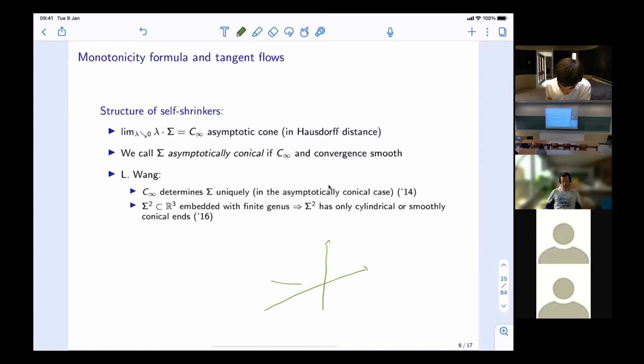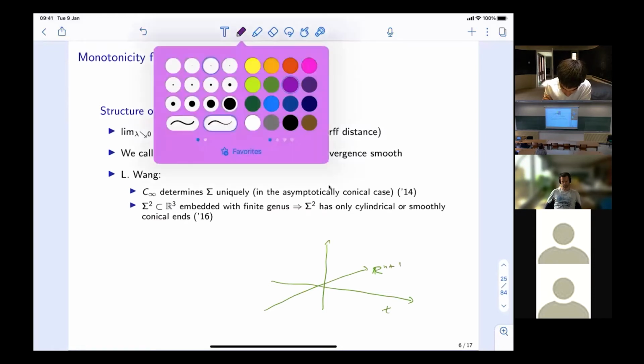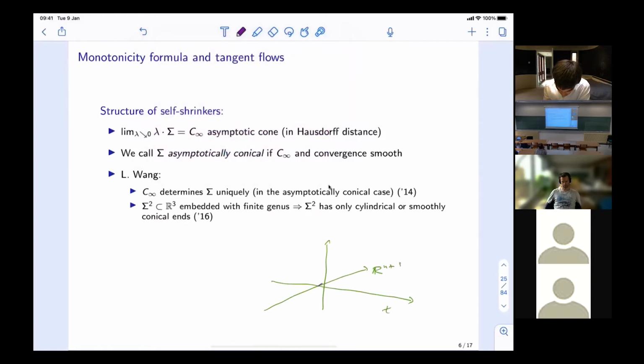Okay, so here's time, here's R^(n+1). And I'll draw now the cone at time 0. I'll do this in a bit different way. So here you have a smoothly asymptotically conical end. Maybe here another one. But maybe you also have a cylindrical end that would be just a line. So how would your shrinker look like?